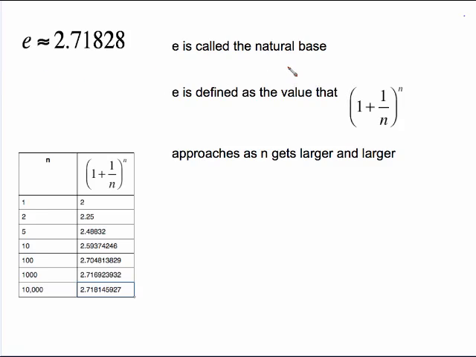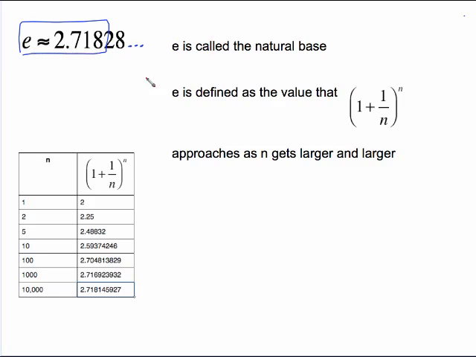E is called the natural base. This is an irrational number because this keeps on going. It is an irrational number like pi. It doesn't repeat, it doesn't terminate. We generally use about 2.718 as e, but it does continue indefinitely.